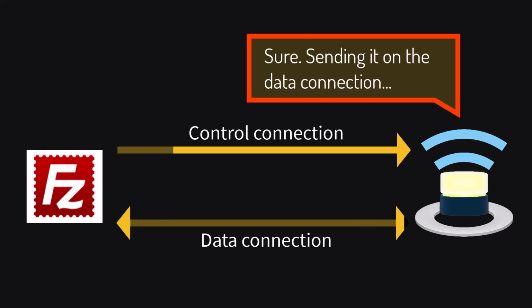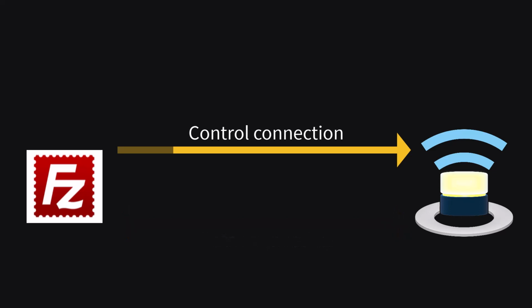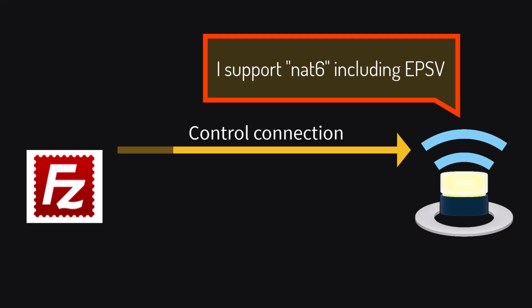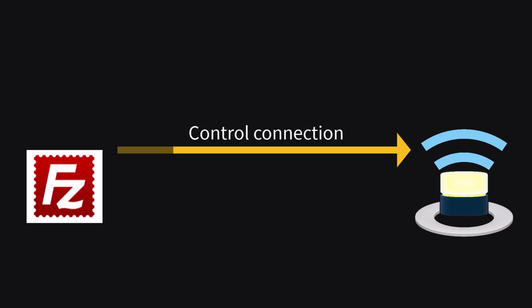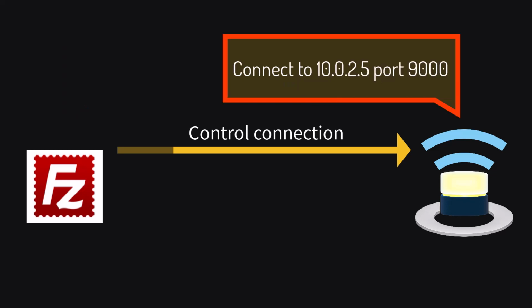Unfortunately, for reasons unknown, FileZilla will always use the old PASV command over the IPv4 protocol, the old version 4 internet protocol. It'll do this even if the server says I support the NAT6 feature and EPSV. And the PASV command will return an IP address and a port number. And here's where things start going wrong.